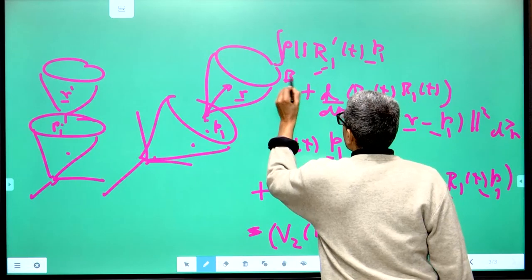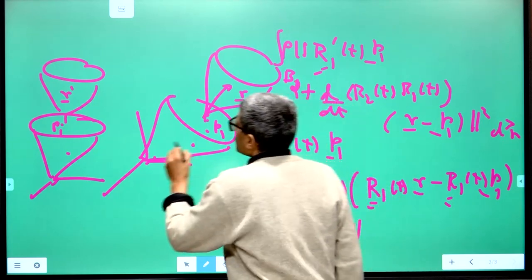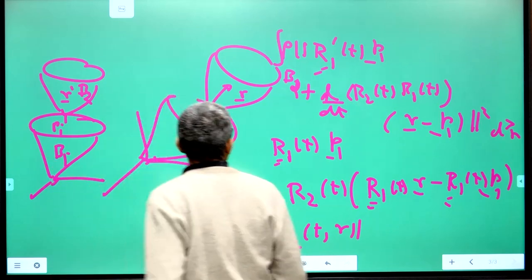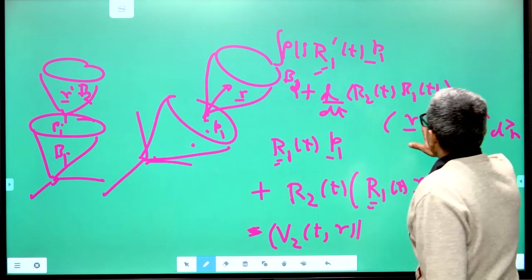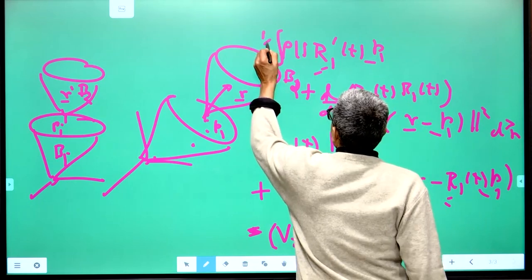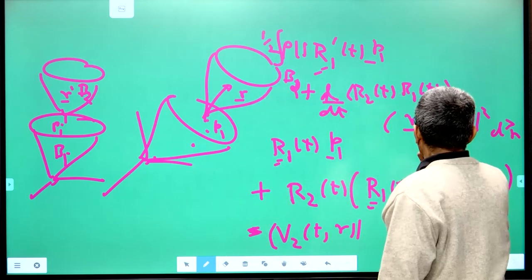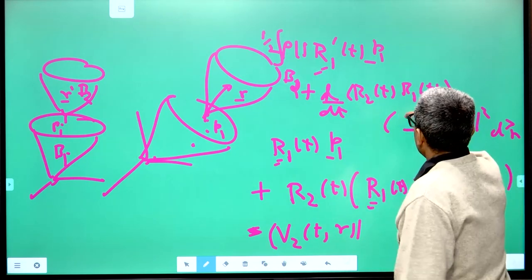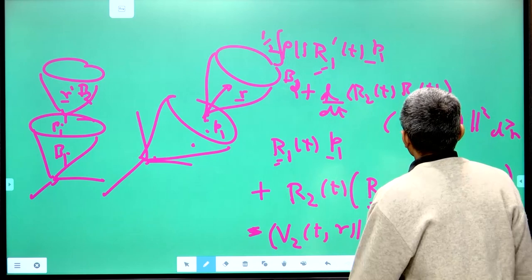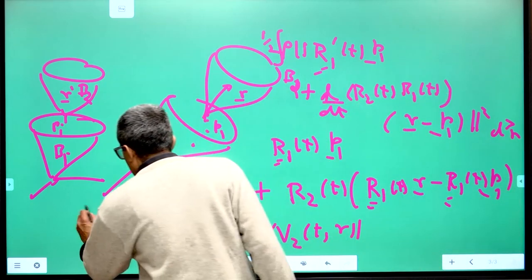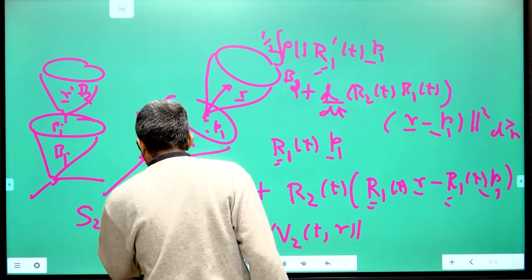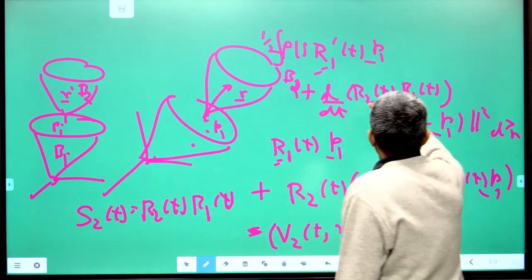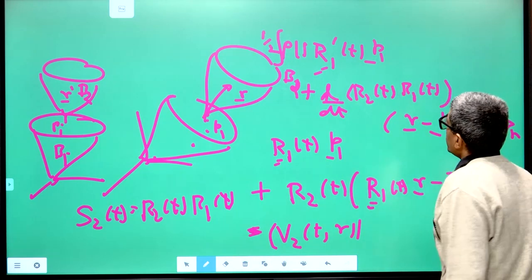This body of the second link is given by B2. B2 is the body of the second link at time t equal to 0, this region. B1 is the body of the first link at time t equal to 0. When you square it and integrate out, of course, you have to take a factor half when you write the kinetic energy. If I call R2(t) R1(t) a new rotation, let us write S2(t) equal to R2(t) R1(t). This is also a rotation, it is also an SO(3) matrix.